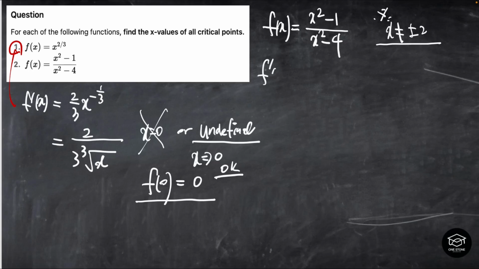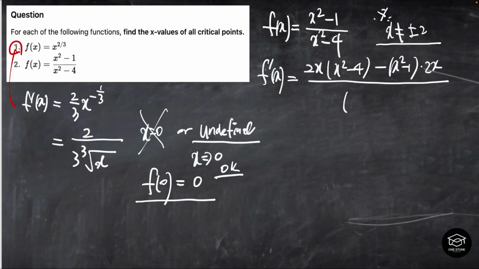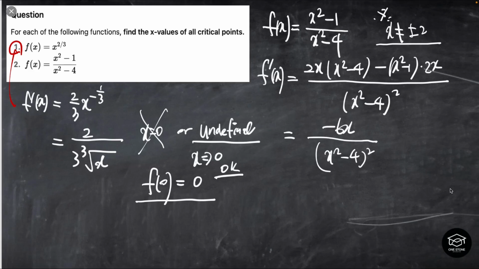Next, let's find the derivative. Using the quotient rule, f prime of x equals the derivative of the numerator times the denominator minus the numerator times the derivative of the denominator, all divided by the denominator squared. Simplifying, we get f prime of x equals negative 6x, divided by the quantity x squared minus 4, all squared.